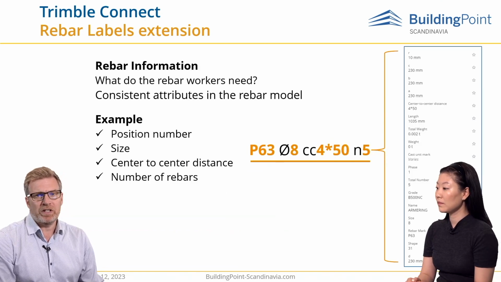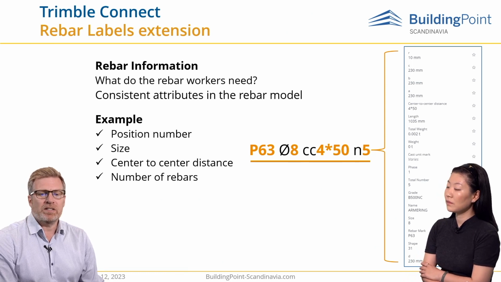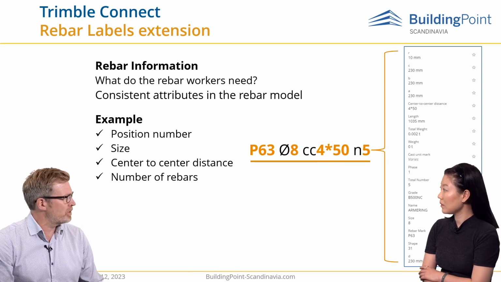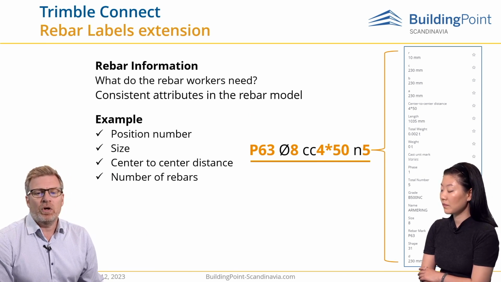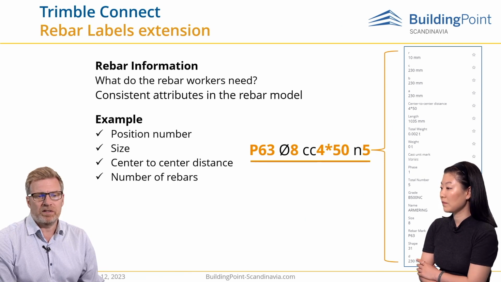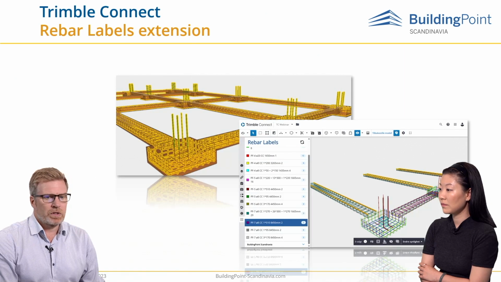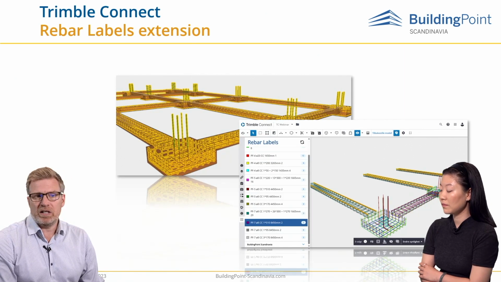So what we actually need to do is decide the information that you're going to display. All the information is in Trimble Connect. If you press the icon, as we mentioned here, that is the technical reinforcement bar, and you have all the information displayed there. But the project themselves need to decide what the label is going to contain, because every time we set this up it is a little bit different. So in this example, we have position number, size, center to center distance, and number of rebars. So let's take a look at this in the model that she has set up.